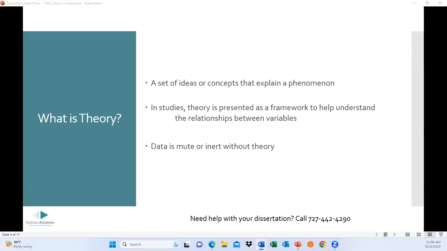And they're based on research, right? So people don't just pull theories out of the air. I mean, it's usually based on a lot of research. It may even be based on previous theories. But there's a lot of thinking, a lot of theorizing, and research that goes into creating theories. But that's what they do. They're a set of concepts that help explain things.